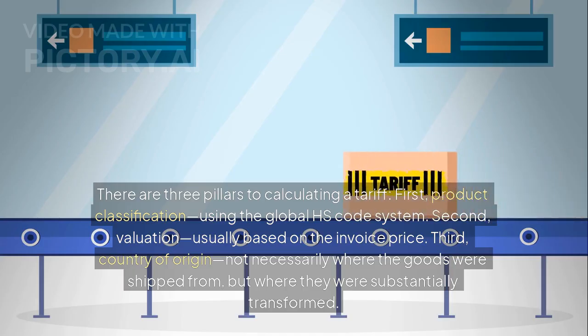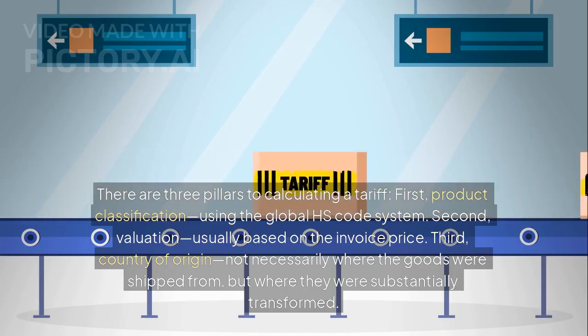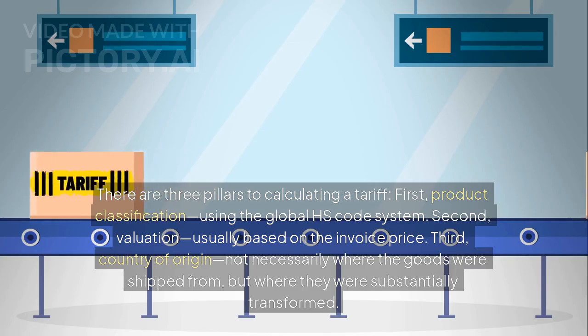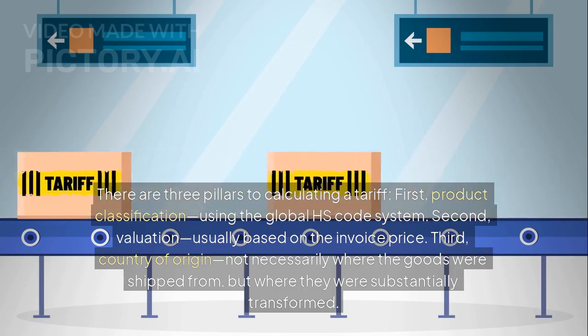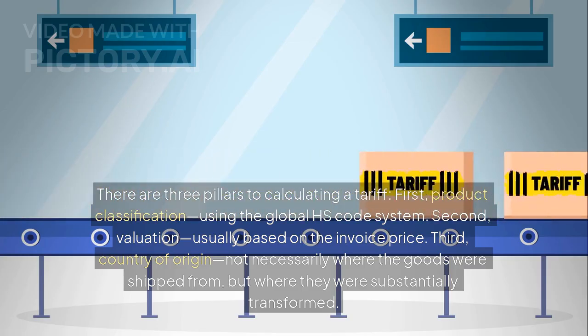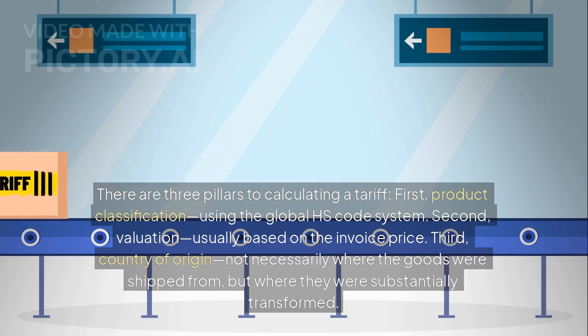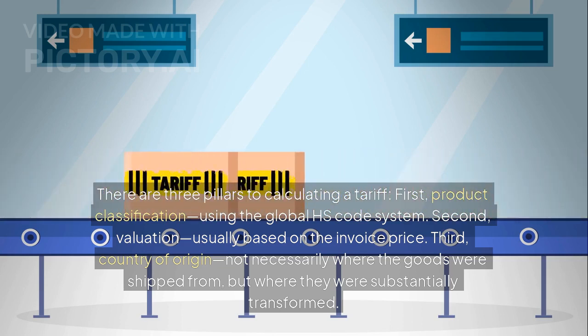There are three pillars to calculating a tariff. First, product classification, using the global HS code system. Second, valuation, usually based on the invoice price. Third, country of origin, not necessarily where the goods were shipped from, but where they were substantially transformed.